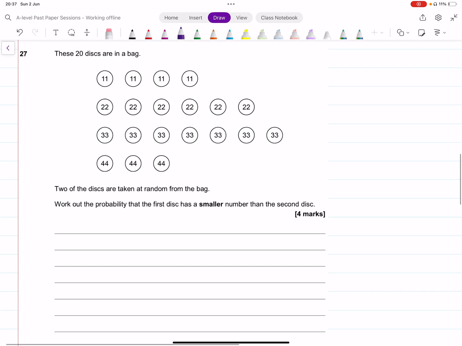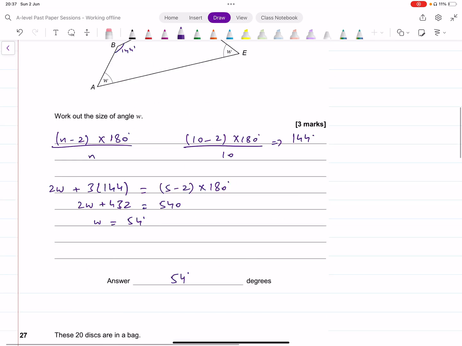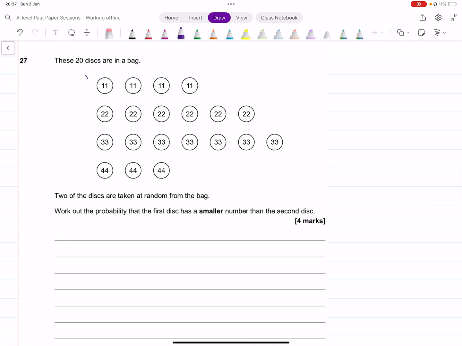Okay, let's move on. Question number 27 from this paper. It says these 20 discs are in a bag. Which 20 discs? So these 20 discs that you see here, these are in a bag. 2 of the discs are taken at random from the bag. Work out the probability that the first disk has a smaller number than the second disk. So we're taking out 2 disks. We need the probability that the first one has a smaller number than the second one.